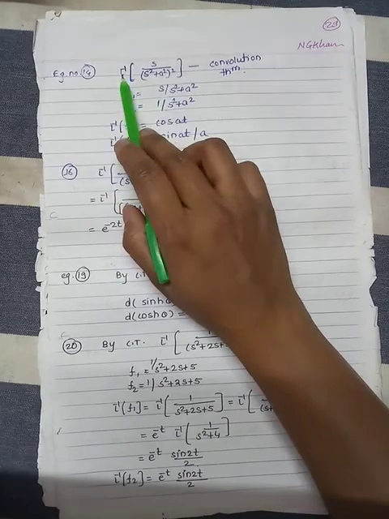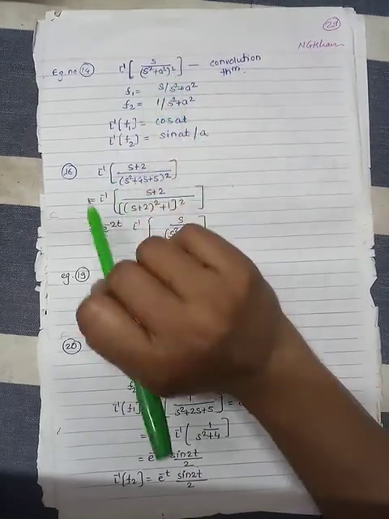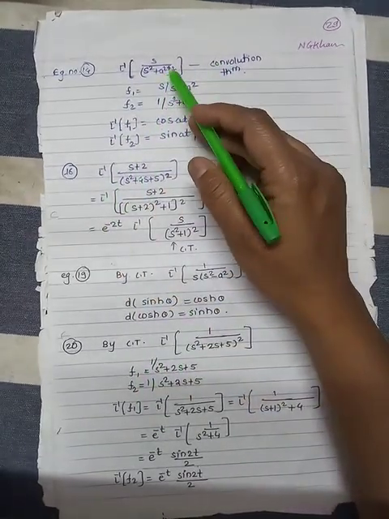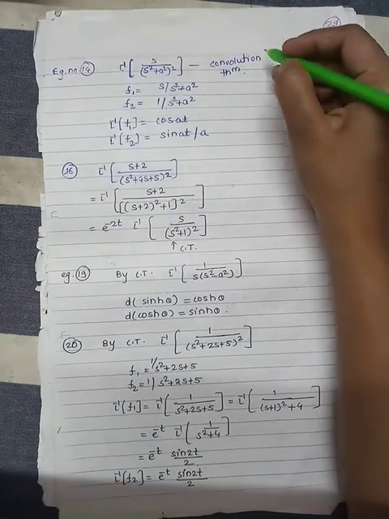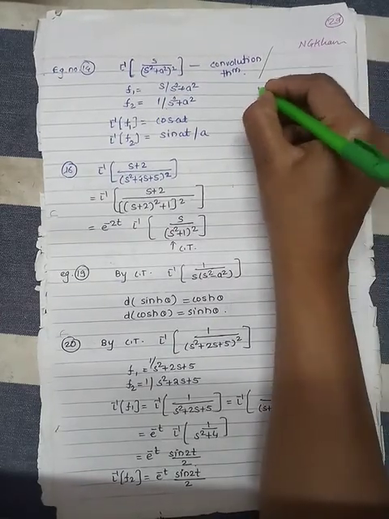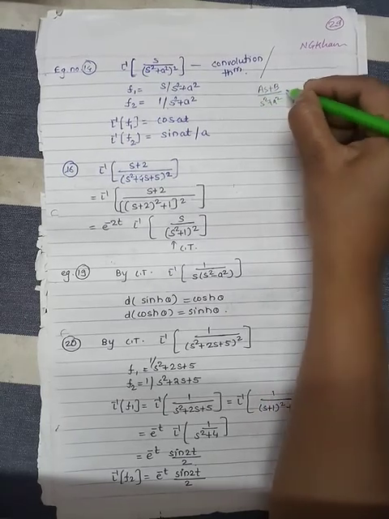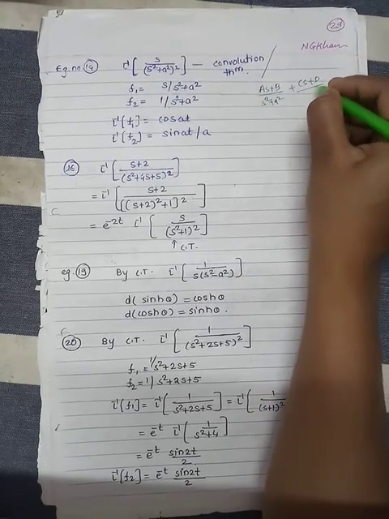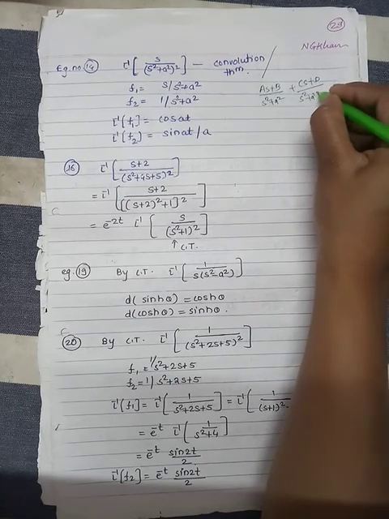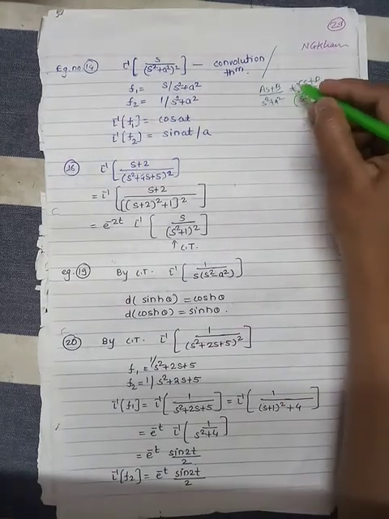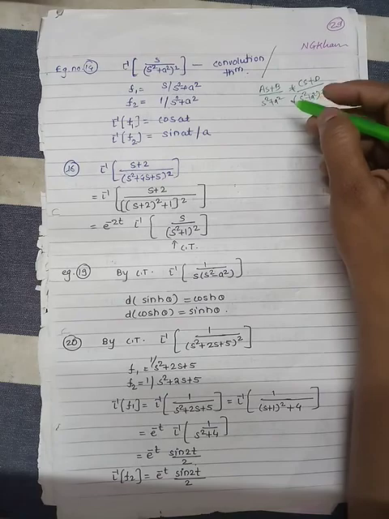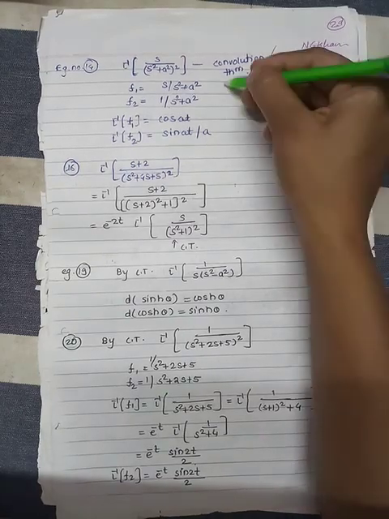The next example is the inverse of s upon (s square plus a square) bracket square, by the convolution theorem or by partial fraction. For partial fraction, you can use (as plus b) upon (s square plus a square) plus (cs plus d) upon (s square plus a square) bracket square. And by cross multiplication and using the coefficient comparison method, solve this, or use the convolution theorem.